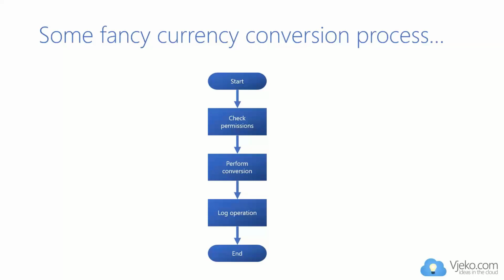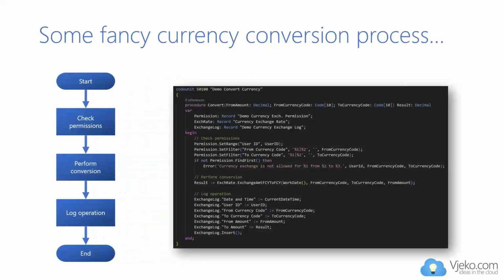So let's try to see what this code might look like if we wrote it 20 years ago. So maybe we would write something like this. We have this convert function, which accesses this table called permission. It filters to see if we have permissions. If we don't have permissions, it will throw out an error. Then it will run the conversion using Business Central native functionality. And then finally, it will log the operation. It will log the fact that we have actually converted.